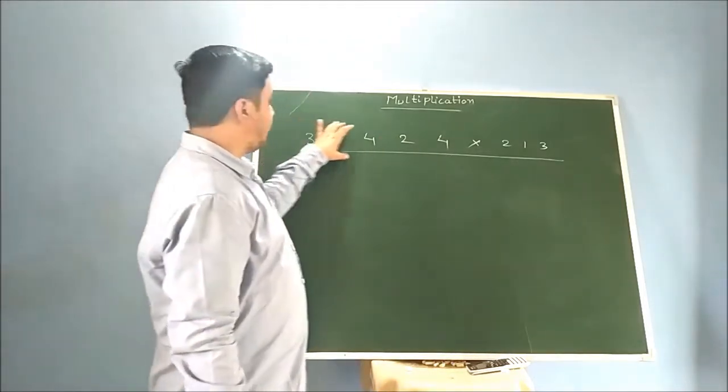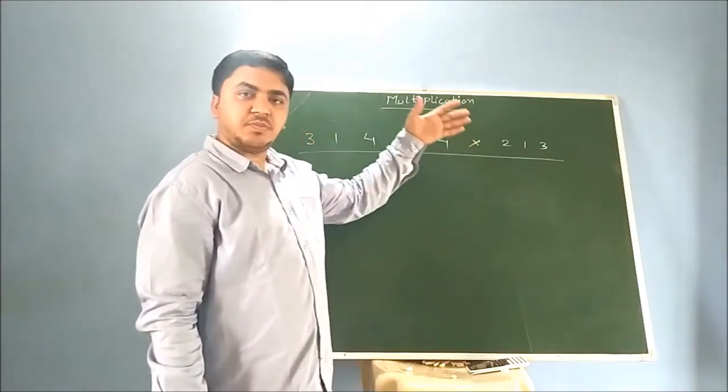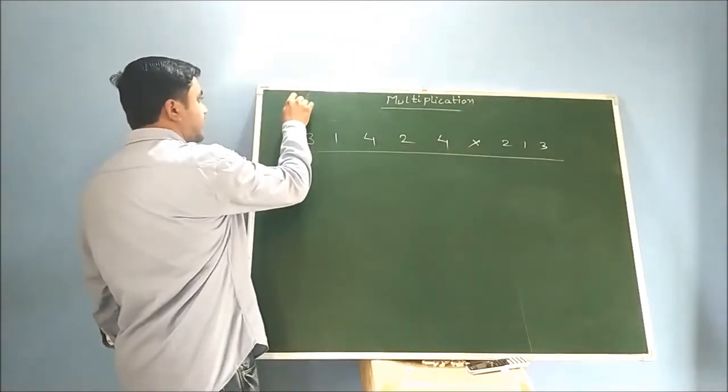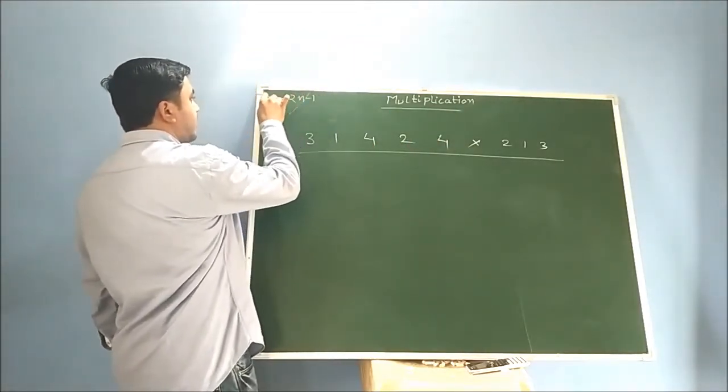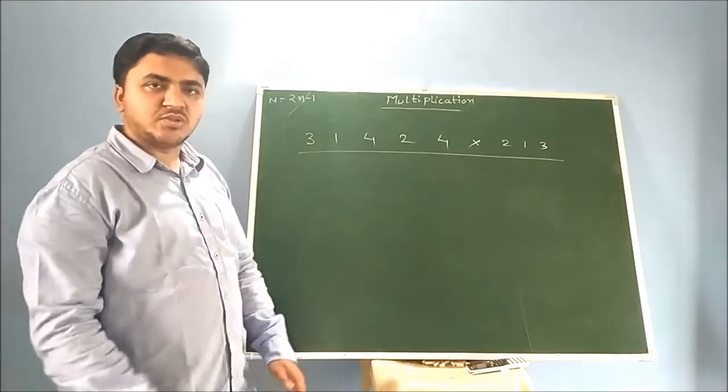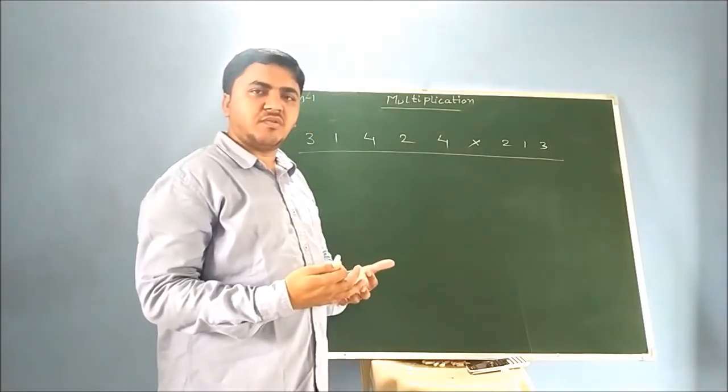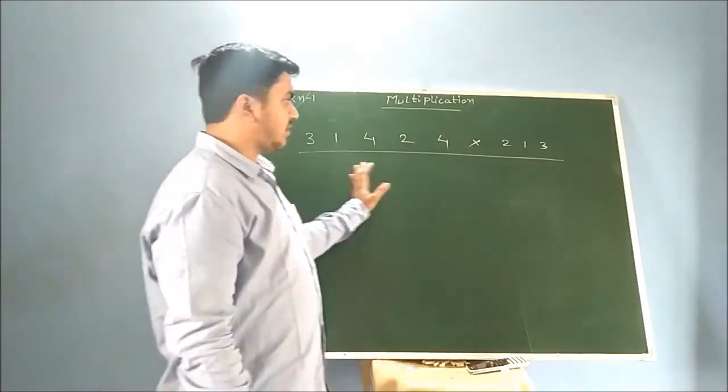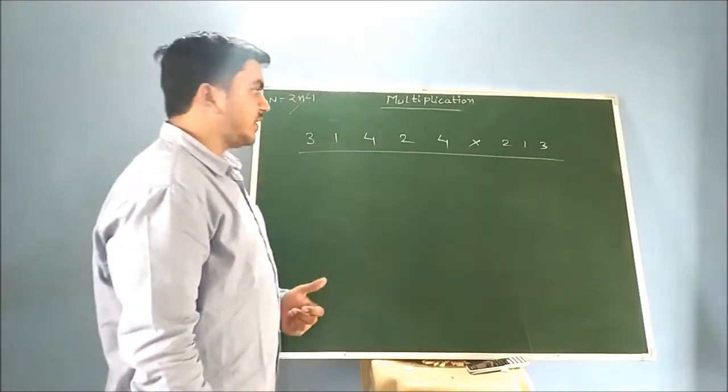But there are 5 digits here. So as per the formula for the number of steps, 2n minus 1, the number of steps will be 9. So solving 9 steps will be a bit tedious task. So for that we will follow this step. Okay, what will be the first step?